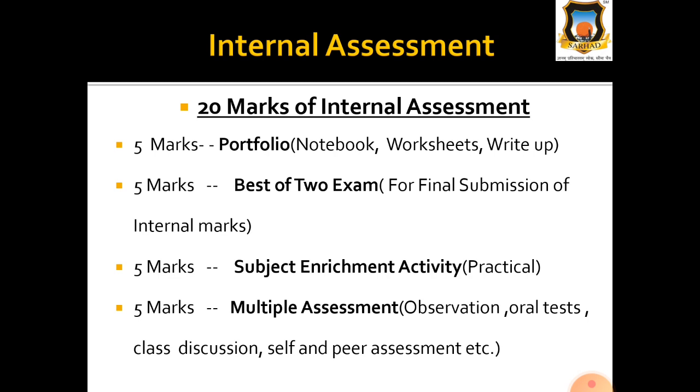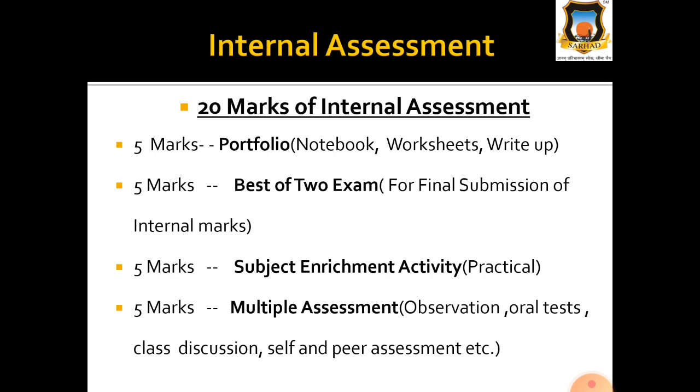As we have already discussed how these 20 marks are distributed, but once again I'll tell you how these marks are distributed and what carries how many marks. So 5 marks are there for the portfolio. In that we are going to check your notebooks, worksheets and write-ups. So whatever work has been given till now, whatever chapters have been taught till now, you have to complete the given exercises of each and every chapter of all the subjects, because it is going to carry 5 marks.